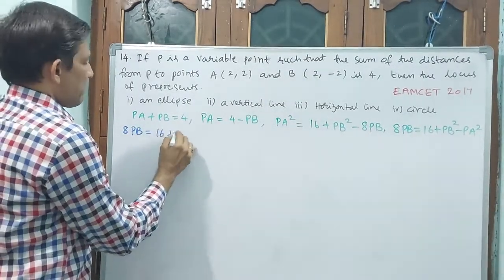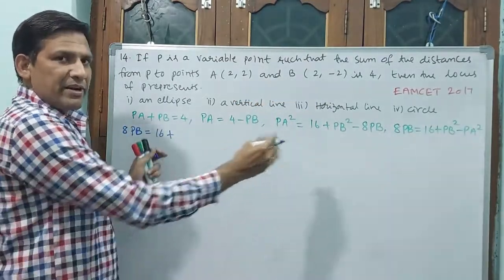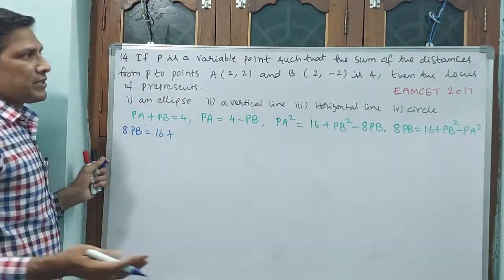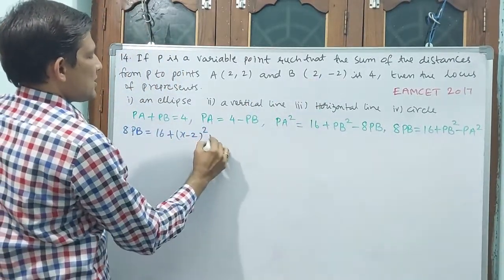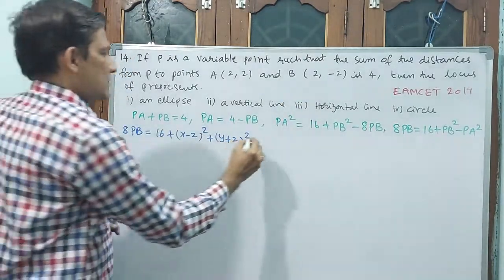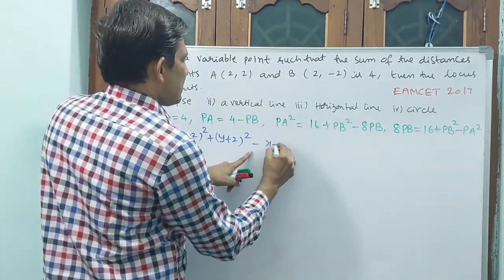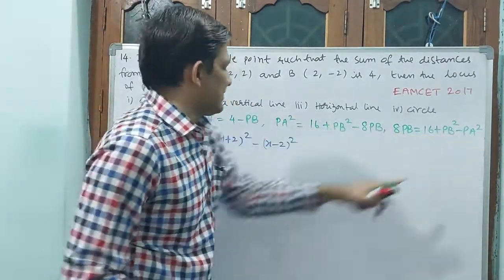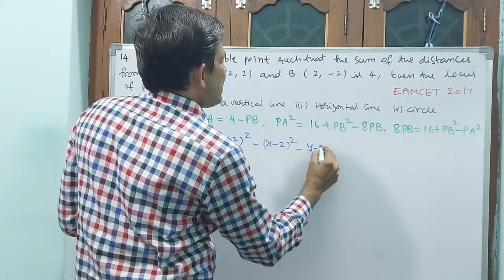16 plus PB square. PB square means what? X minus 2 whole square. See, we have got experience, that is why I have not written again P, X, Y, A, something like that. PB square means x minus 2 whole square plus y plus 2 whole square, because minus 2 is there. Minus PA square. PA square means x minus 2 whole square, minus y, because outside minus is there, minus y minus 2 whole square. Sorry, y minus 2 whole square.